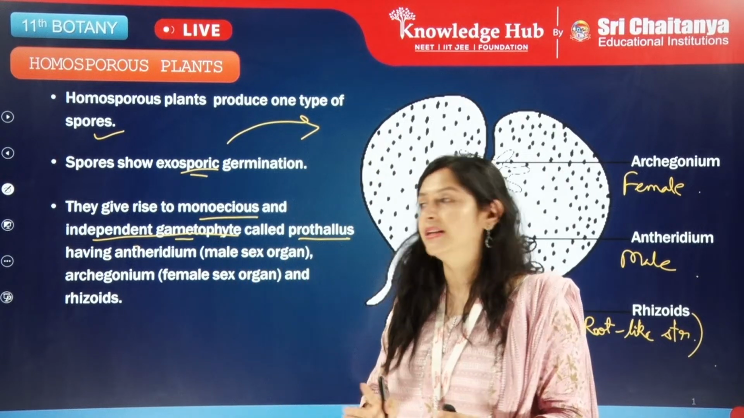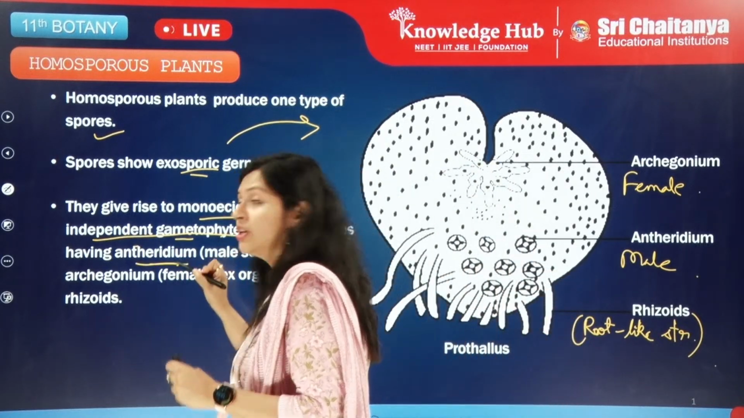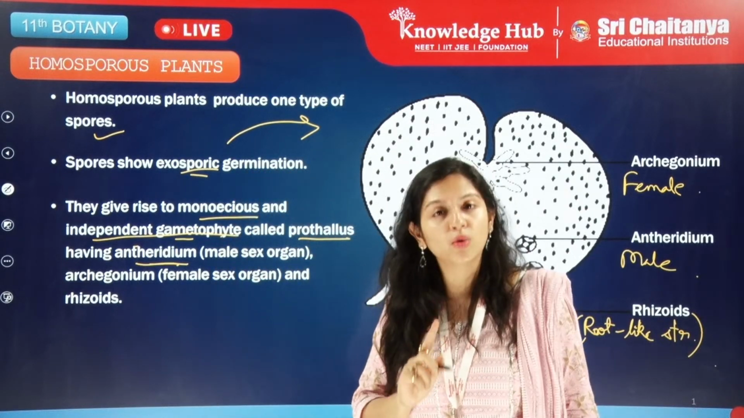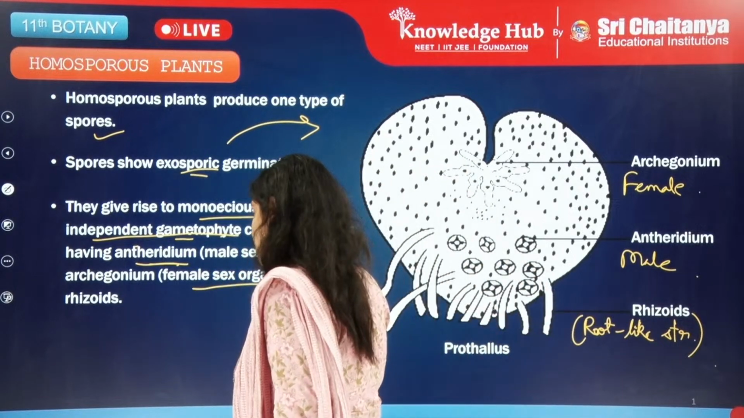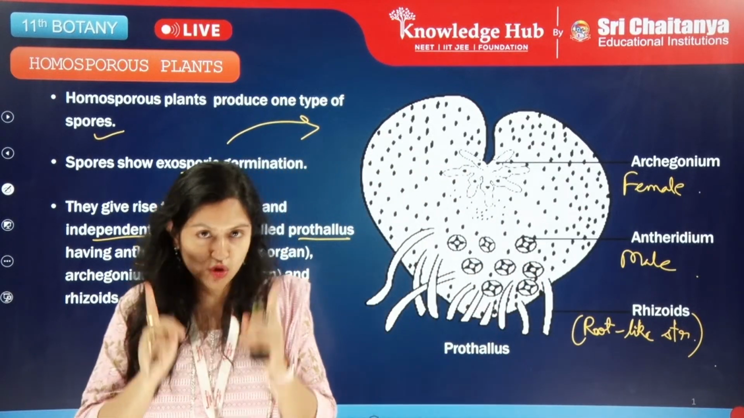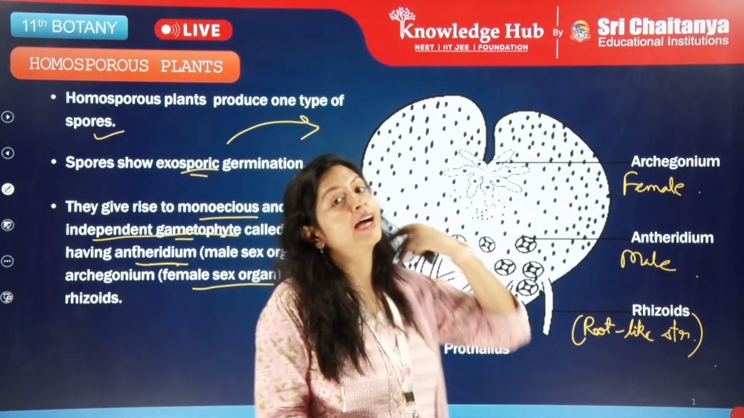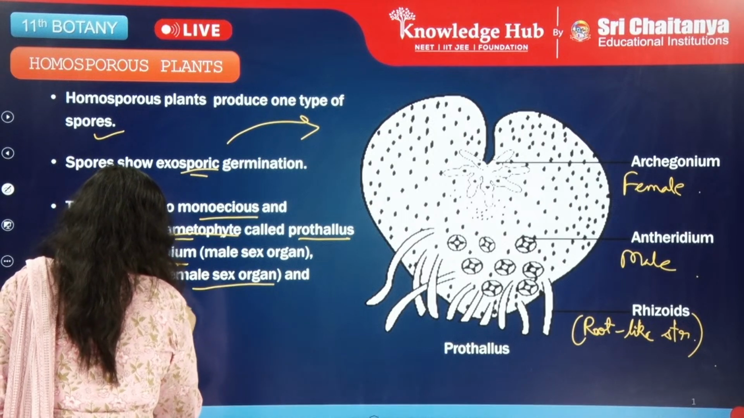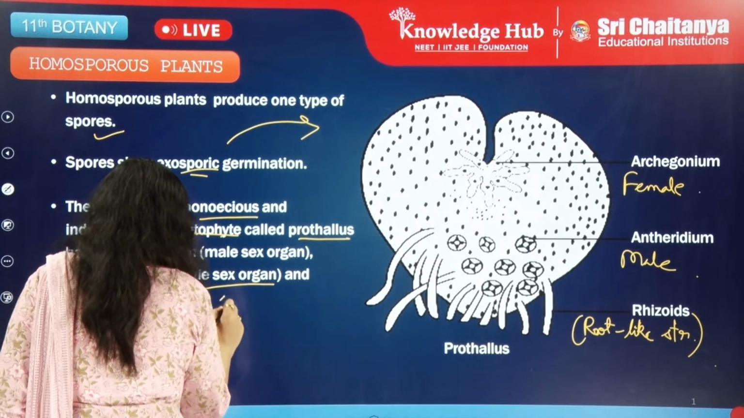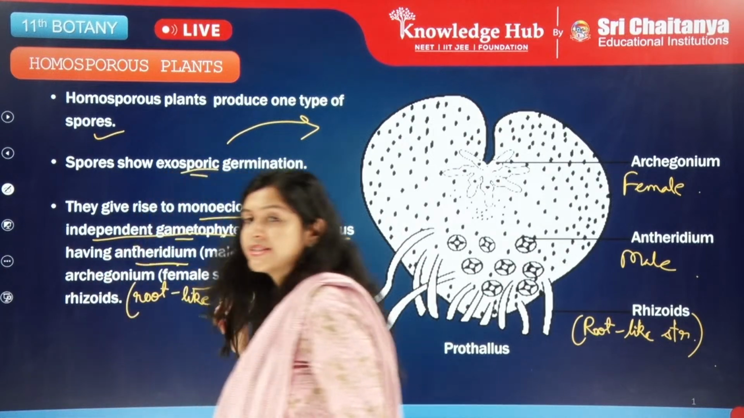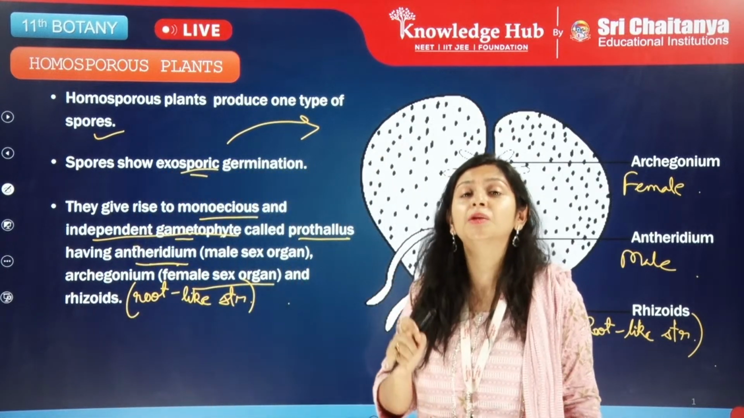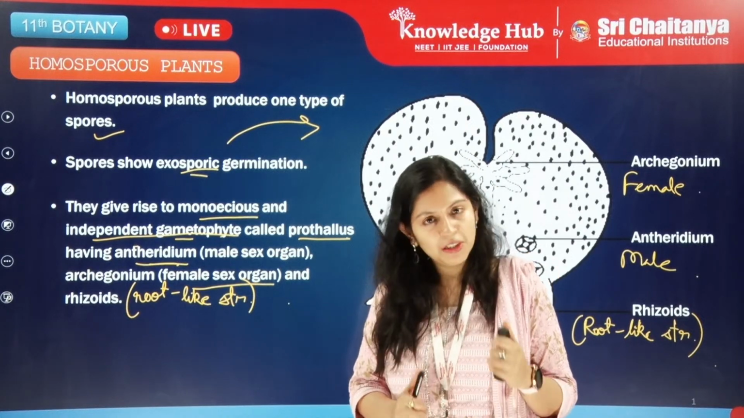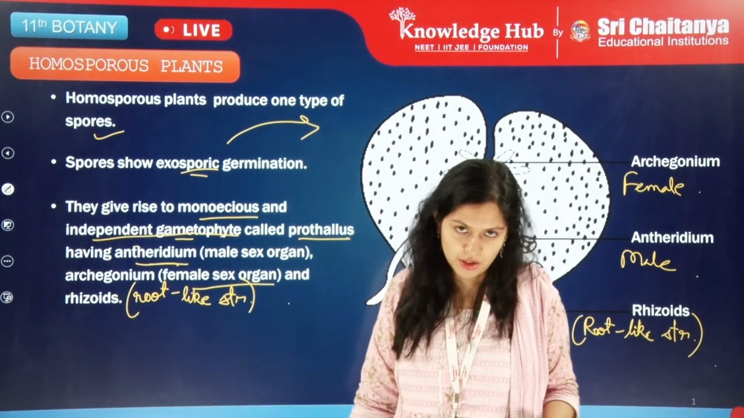So the prothallus has the antheridium, which is the male sex organ, and the archegonium, which is the female sex organ, and it has rhizoids. Just to repeat once again, rhizoids are the root-like structures, and they perform the function of a root. Fine, I think you are clear with this part.